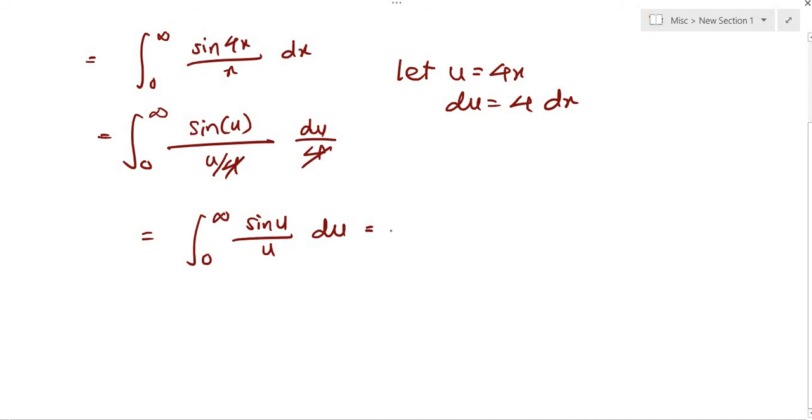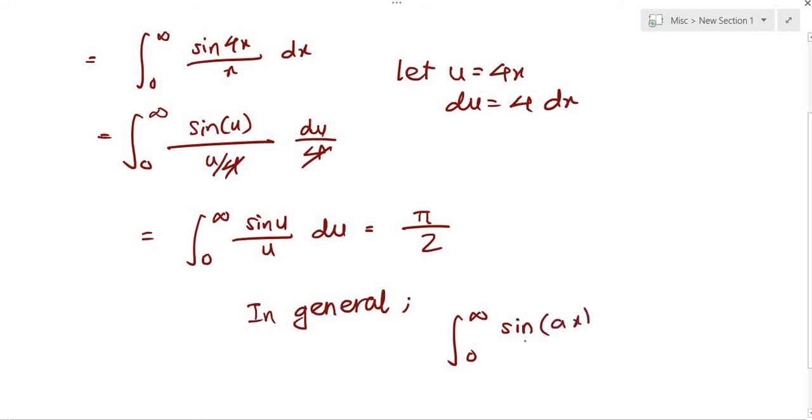And the u is like a dummy variable, because as long as the upper and lower bounds remain the same, we can have any variable we want in the integrand and in the differential element. And we just calculated this, right, in that sine of x over x video. That was pi over 2. And in general, this was only when we had a 4 associated with the x in the argument of the sine. But in general, say you have the integral from 0 to infinity of sine of a times x, and a is just any constant, divided by x dx. This is always going to be pi over 2.